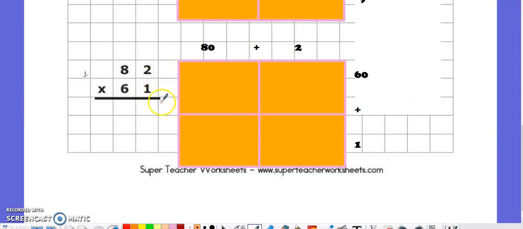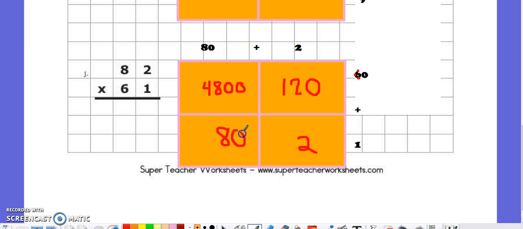82 groups of 61. 82 expanded is 80 plus 2. 61 expanded is 60 plus 1. So I do 60 groups of 2. 6 times 2 is 12. Add my 0. 60 groups of 8. 8, 16, 24, 32, 40, 48. But don't forget about the zeros. Place value is great. 2 groups of 1. 80 groups of 1.